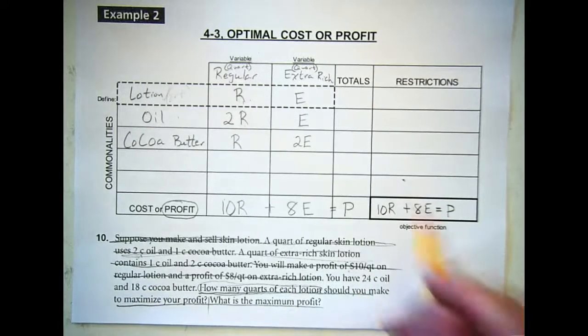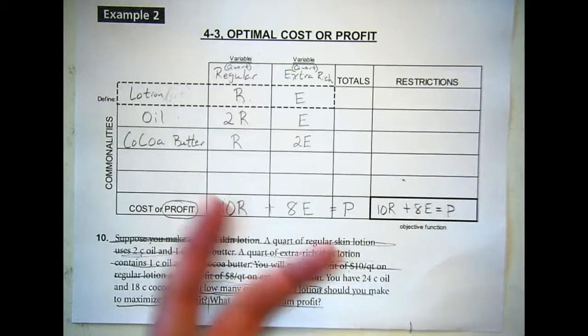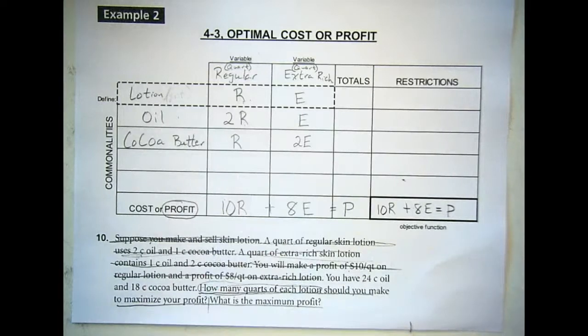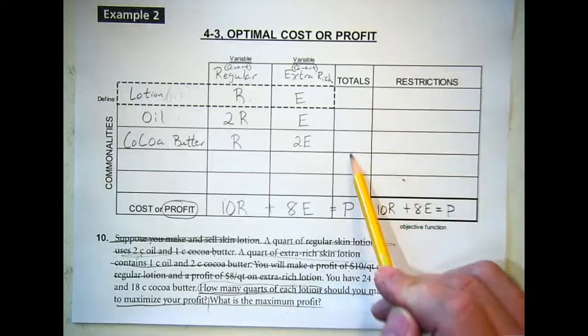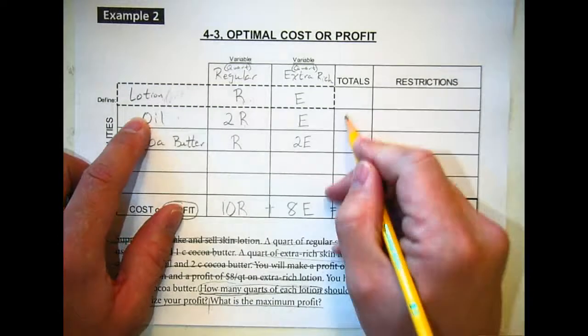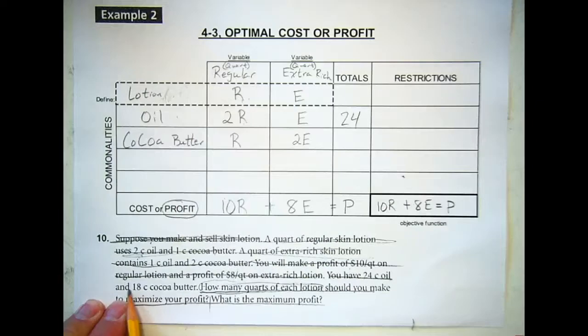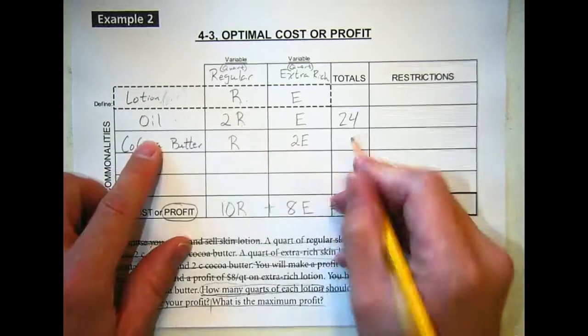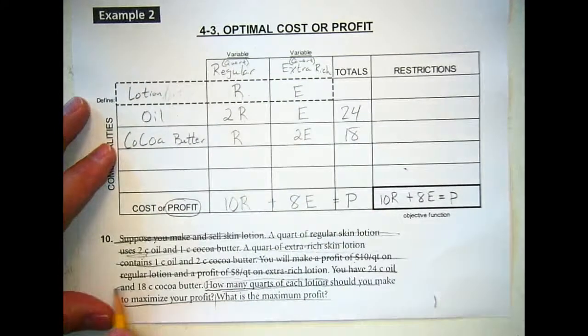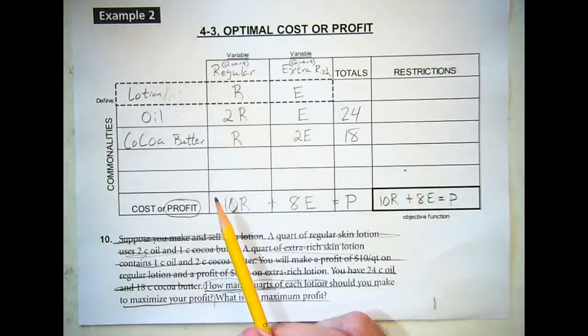All right. What are we doing with 24 cups of oil? Those are our restrictions. Those are part of our restrictions. Where does it go up there? Under totals for oil and cocoa butter. Yeah, for oil, 24. 24 cups of oil. Cocoa butter, 18. Now that helps us with our restrictions, right?